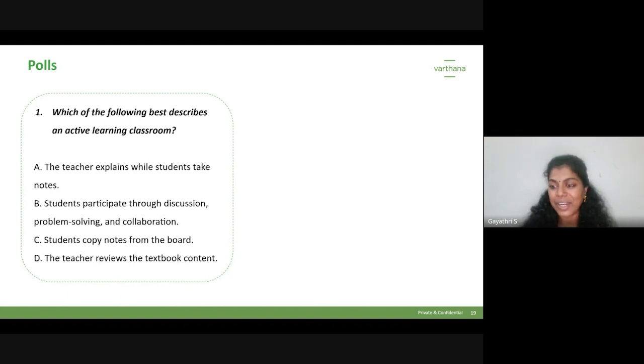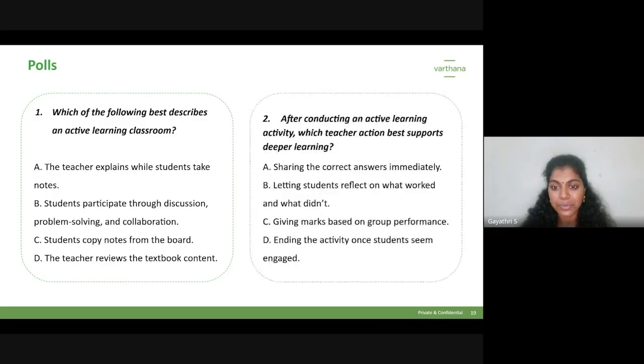I could see some of you have already answered. Option B, okay. Does somebody have any other option you think is an active classroom? Option B, okay. Yes, option B is the correct answer. Active learning is basically involving them in the learning process. Yes, option B. Next comes the second question for all of you.